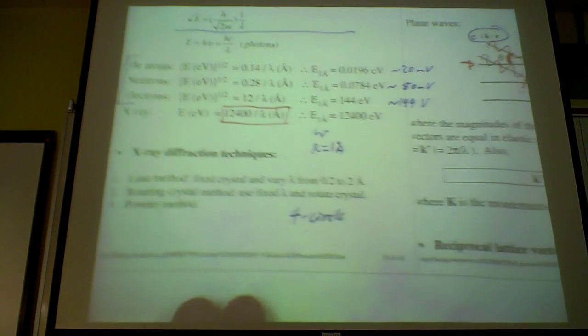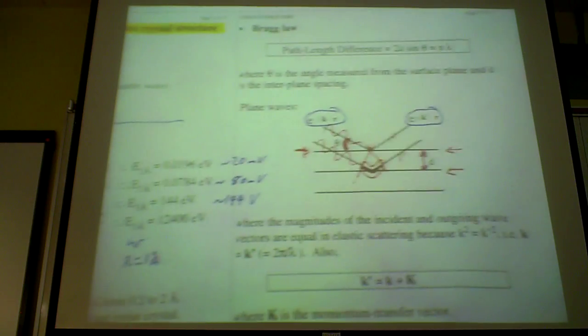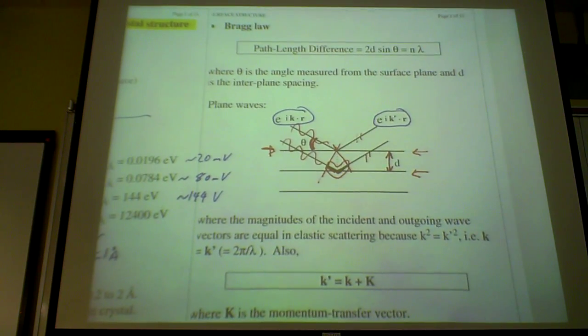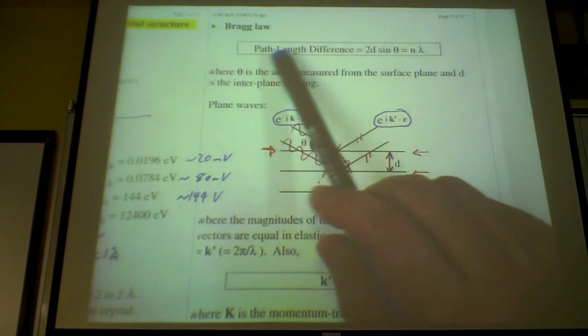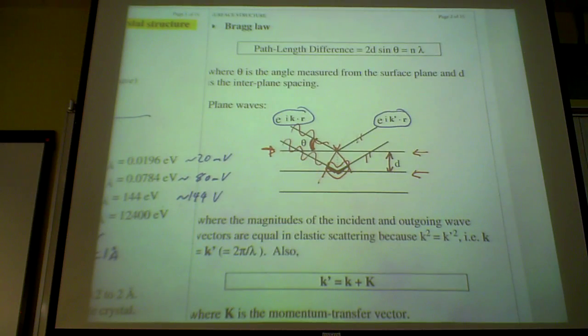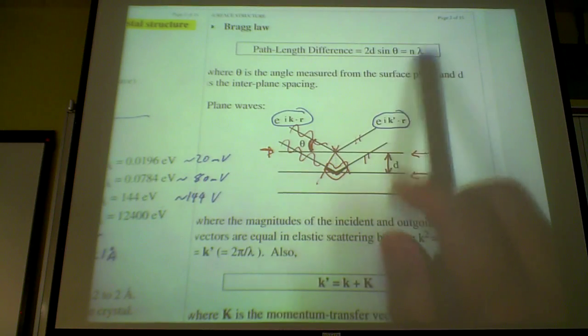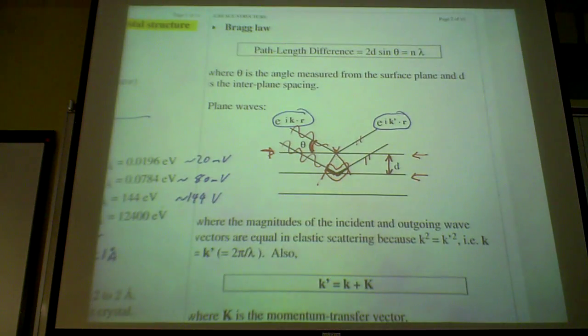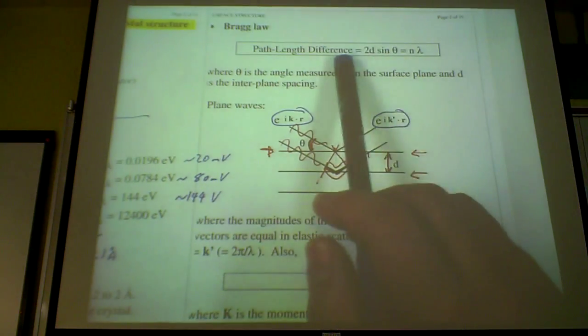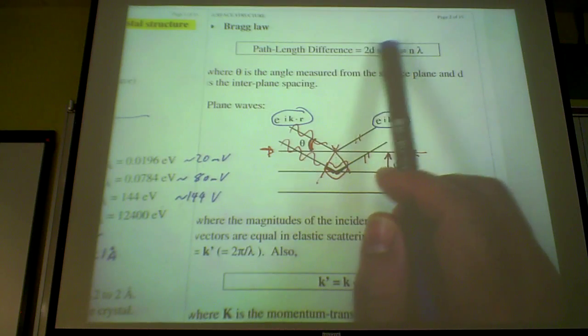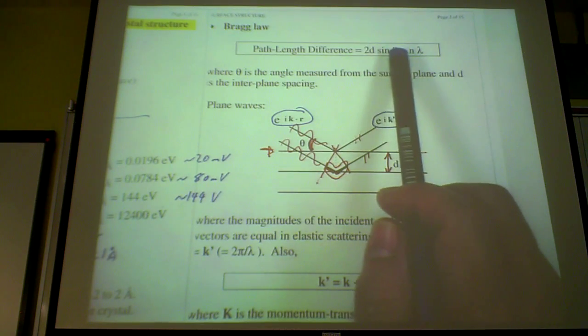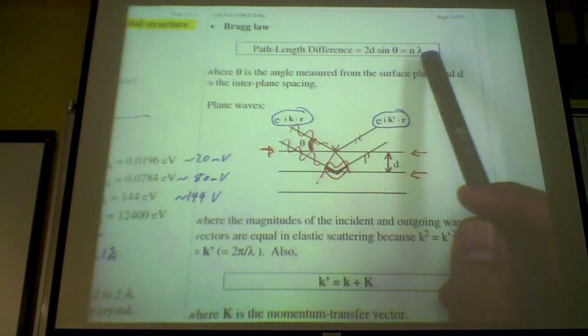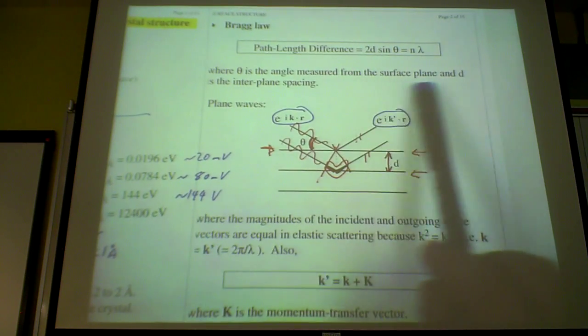So it's a very simple thing, and the physics behind this is also very simple. As we know, it is based on Bragg's law. Bragg's law just says that the path length difference must equal an integer times the wavelength of your light to give you diffraction. The path length difference depends on this interlayer spacing d times sine theta, where theta is the incident angle from the plane. So theta is the angle measured from the surface.